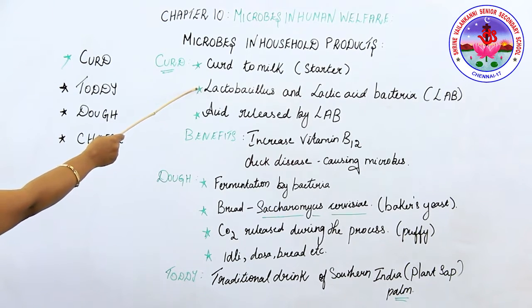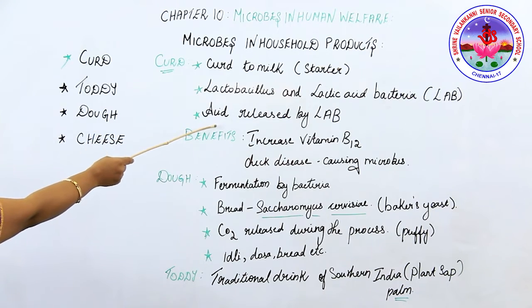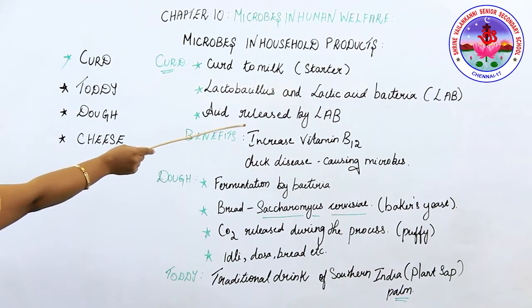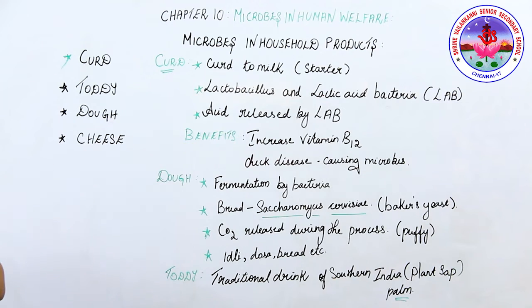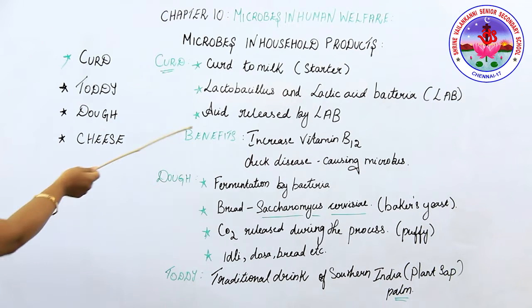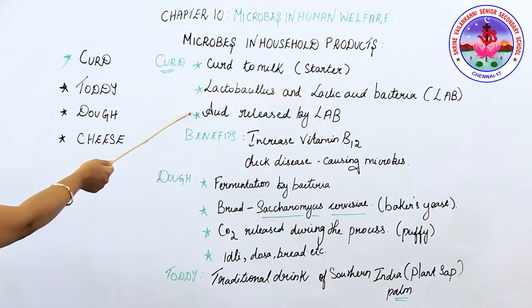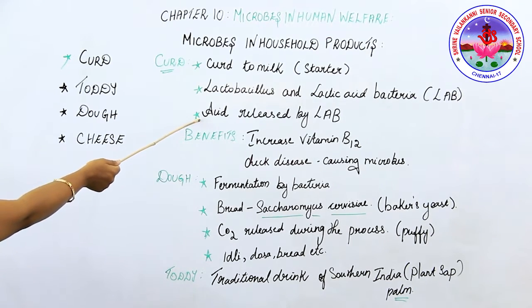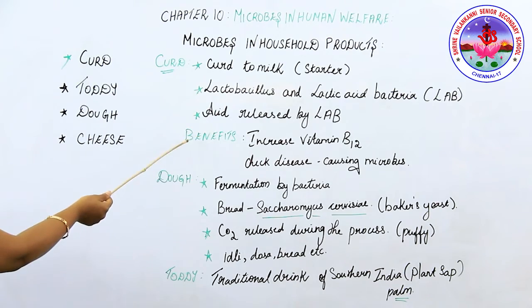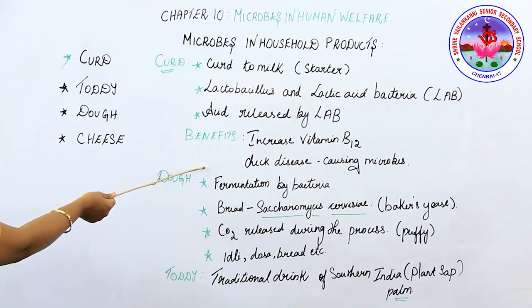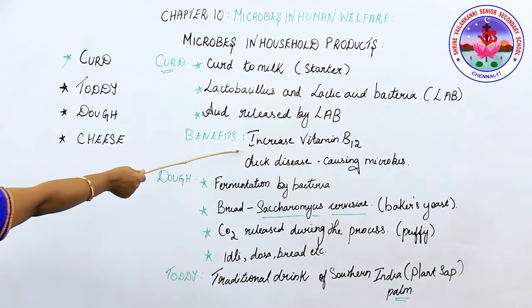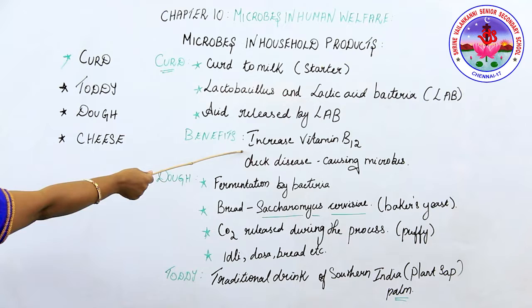It multiplies at a suitable temperature, releasing acid, by LAB, lactic acid bacteria. So when it releases the acid, what happens? The growth will coagulate and partially digest the milk protein. So what will be the benefit when we use this LAB? It increases the vitamin B12 amount, which increases the nutrient quality of the milk.